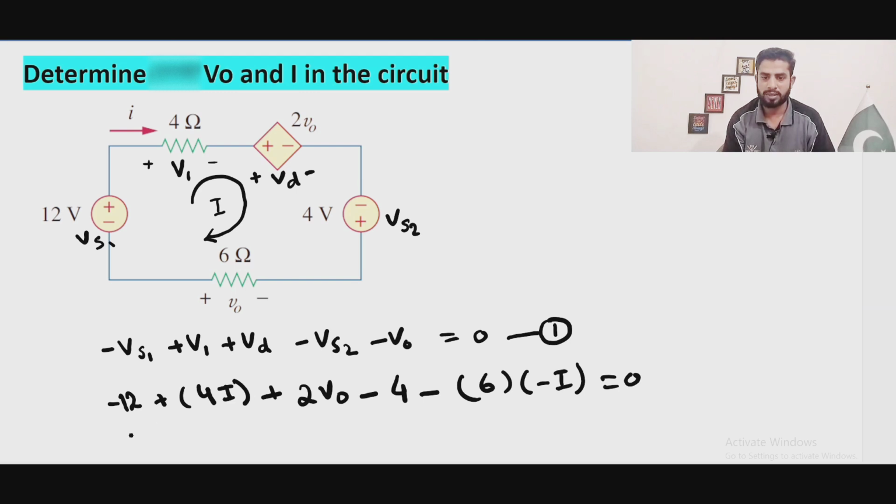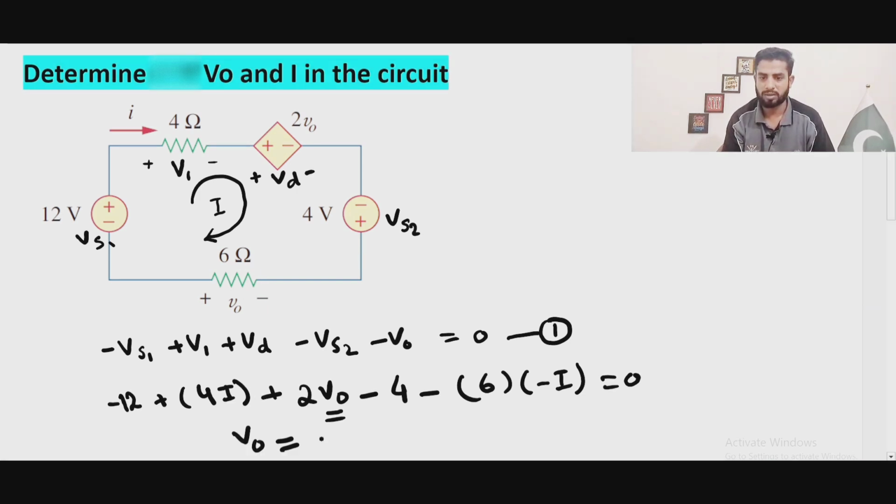Now you have to solve it in terms of current. What will be the value of V naught? As you know, V naught is equal to minus 6I, because the current is flowing in the negative direction. So this is the value of V naught. Put the V naught value here and solve in terms of current I.